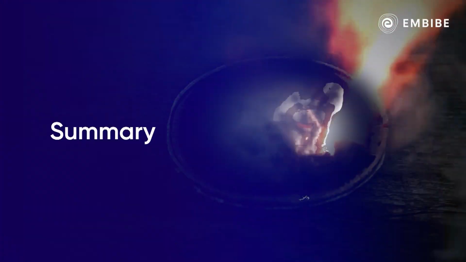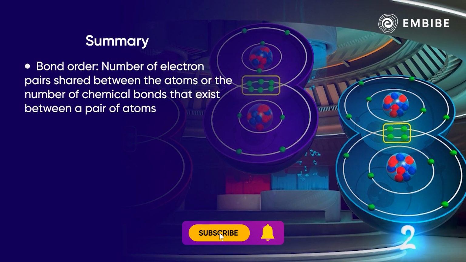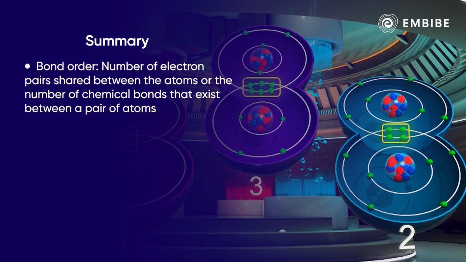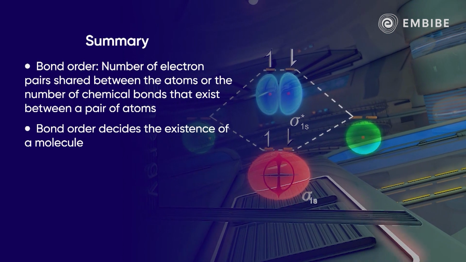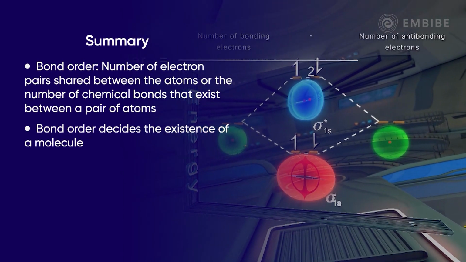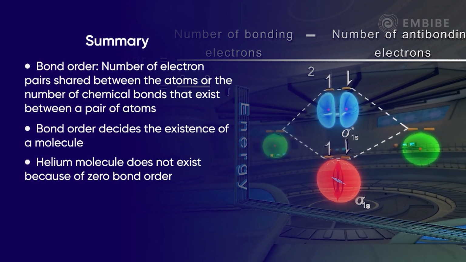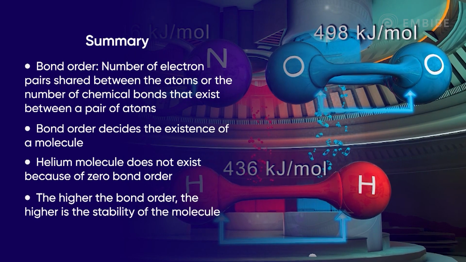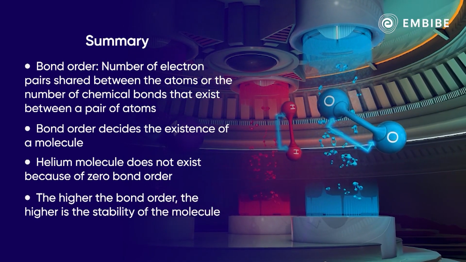To summarize, bond order is the number of electron pairs shared between the atoms or the number of chemical bonds that exist between a pair of atoms. It can be studied to decide whether the molecule exists or not. As we saw while studying helium, molecules with bond order 0 do not exist. We also concluded that higher the bond order, higher is the stability of that molecule.